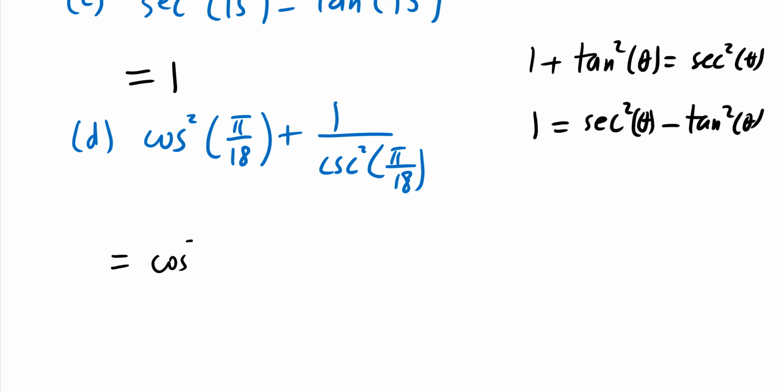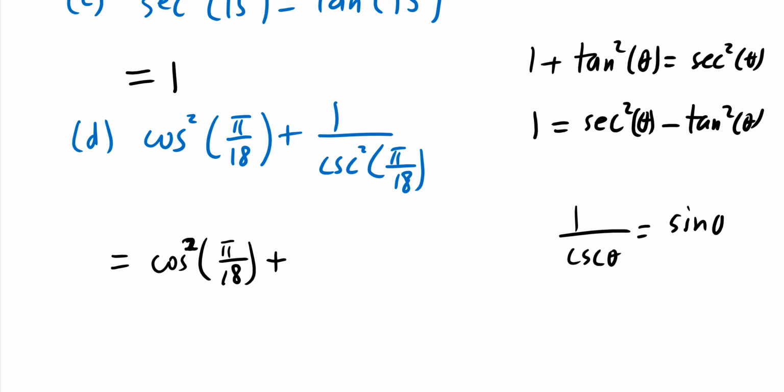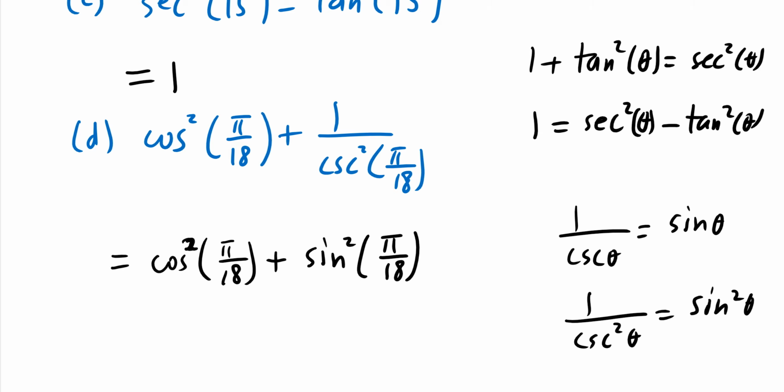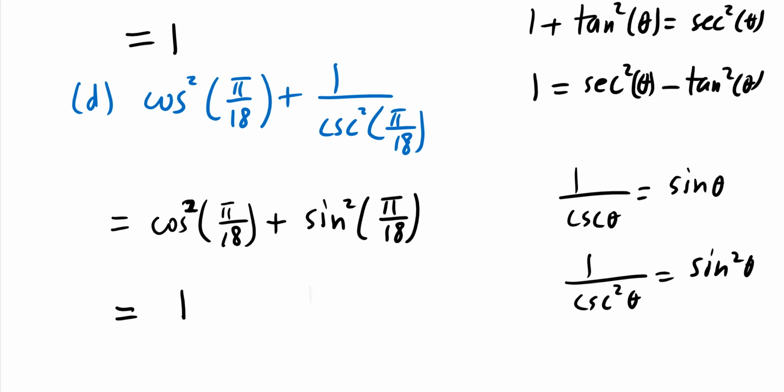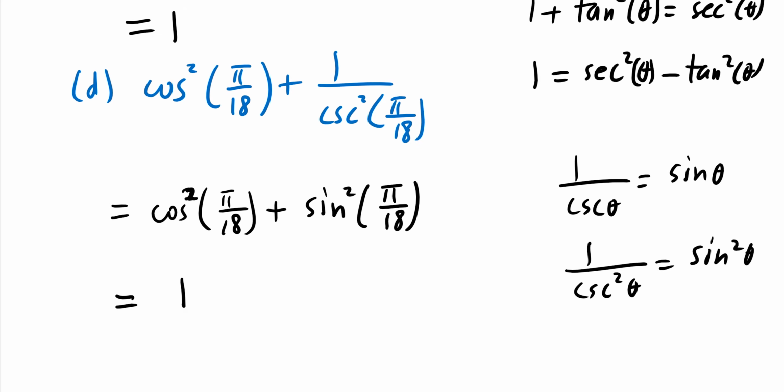Let's keep the first one the same. Always look at the fractions and see if you can rewrite it in a simpler way. What's 1 over cosecant? Well, 1 over cosecant theta is sine theta. So 1 over cosecant square is sine square. So this means it's sine square pi over 18. So sine square pi over 18 plus cosine square pi over 18 is 1. So we were able to find the value of each expression without knowing the value of each trig function of those angles.